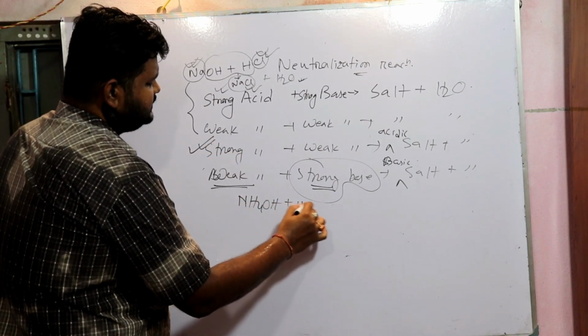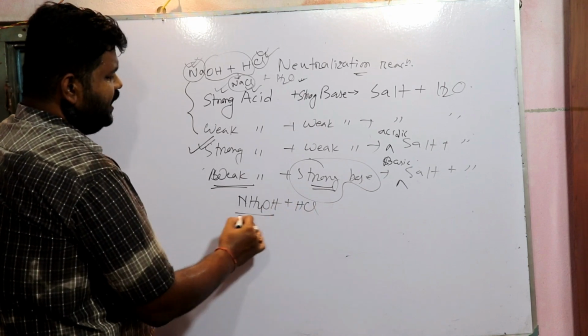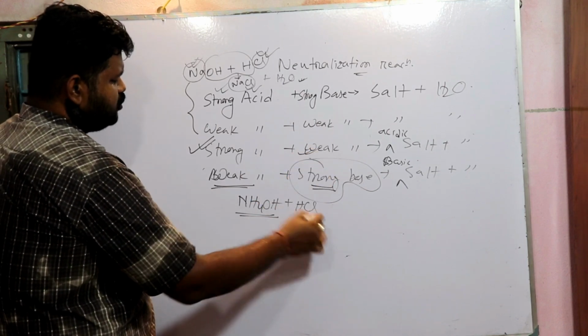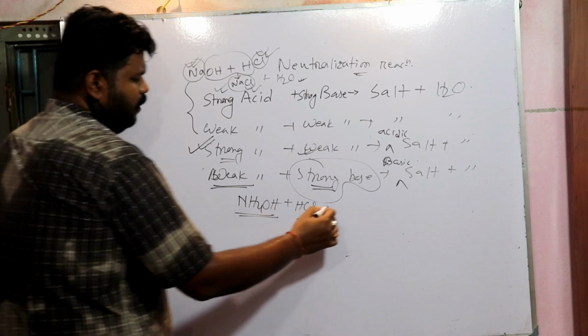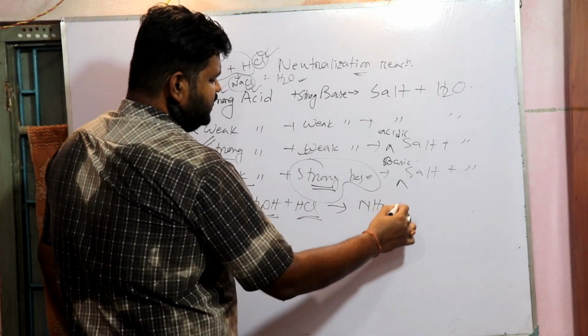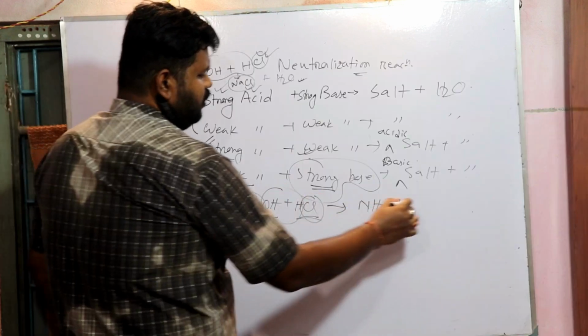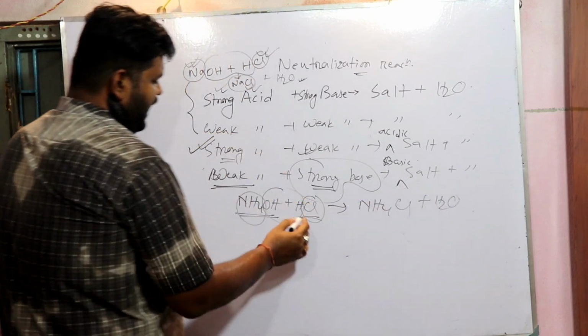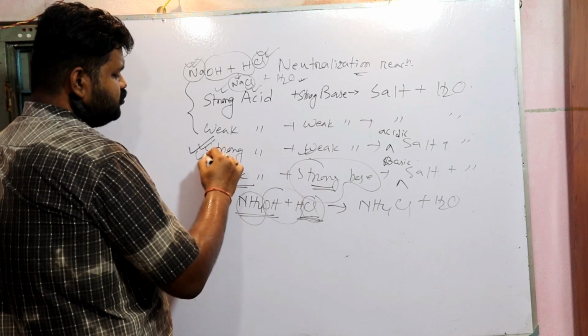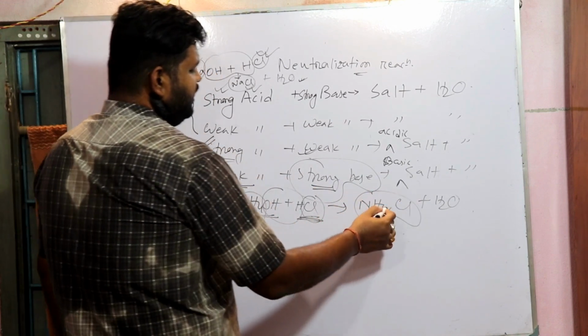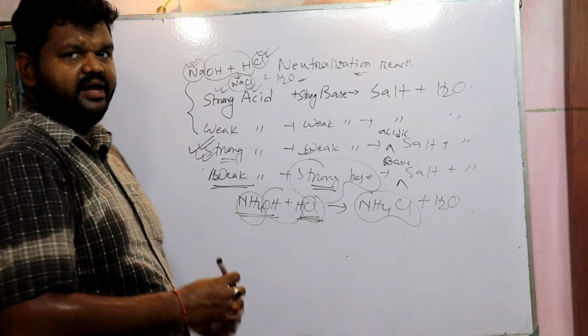Suppose here NH4OH plus HCl. Okay, this is a weak base and a strong acid. Then what kind of thing will be there? NH4Cl, this NH4, this Cl, and this one is water. As this is a strong acid, this is some acidic salt, NH4Cl.